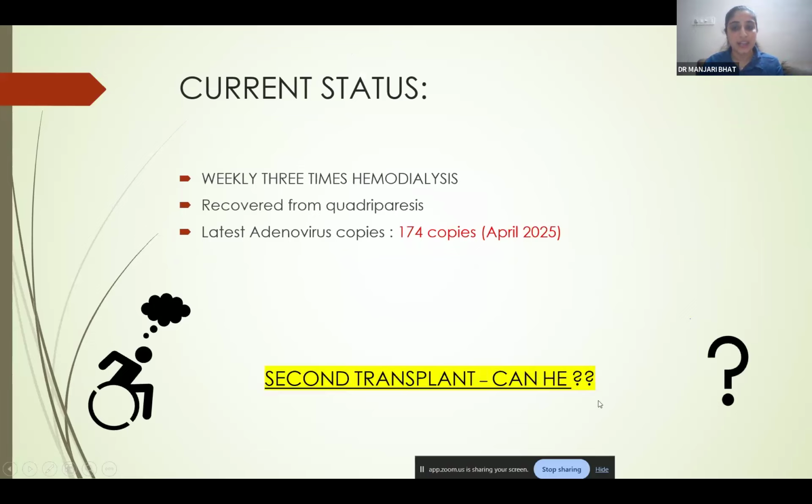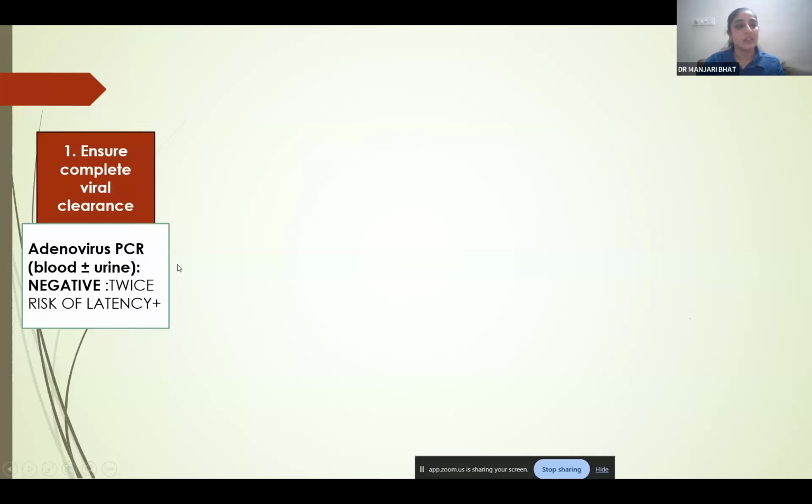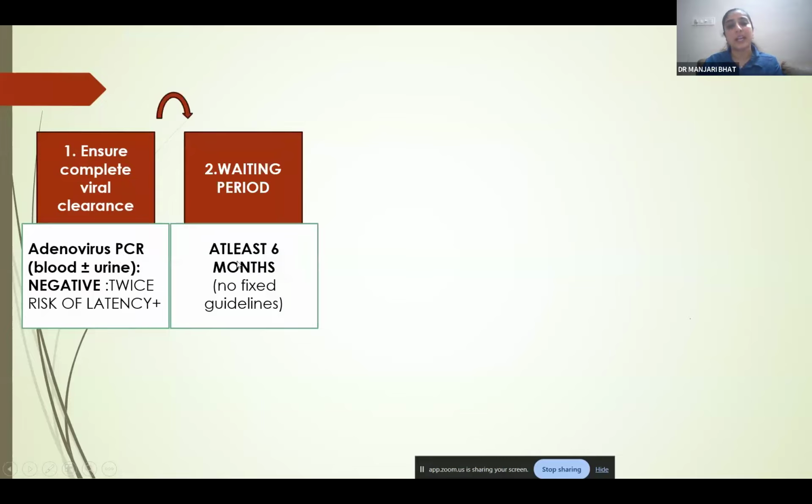The question is, can he? Now, first, we should ensure a complete virological clearance, with adenovirus PCR in blood, and preferably in urine also, negative at least twice, 2 to 4 weeks apart. Even though it is negative, there is always a risk of latency in such viruses. Second would be a waiting period. Though there are no fixed guidelines recommended, at least 6 months to 1 year should be the waiting period.